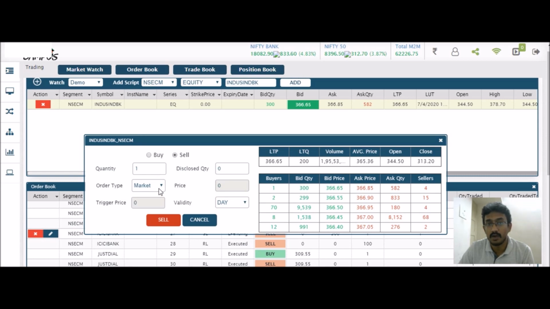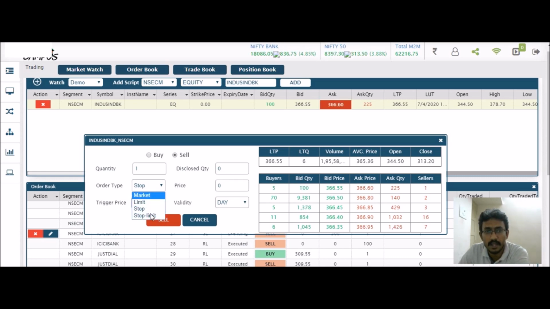If you select market order, at whatever is the best price, it will get executed in the market. So you're not ready to sell it right now. You want to place a stop loss order to reduce the risk. So select the stop order. You have two types of stop loss order: one is the stop and then the stop limit order. You can give a limit price, and only if it reaches that particular price, the order will get executed.